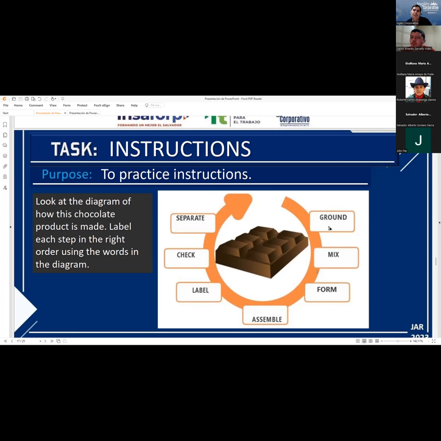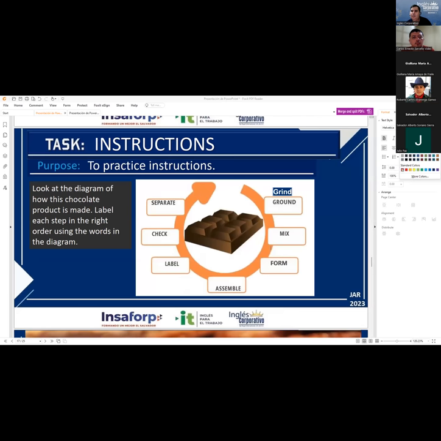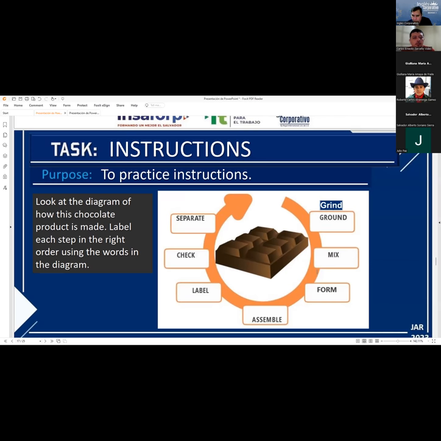Over here, they put ground, but that's wrong. The correct form is grind. Teacher, why grind? Because grind is moler. Ground is molido. But over here, all of the verbs are in simple form. Todos los verbos están en forma simple, right? So, grind, not ground. Grind, mix, form, assemble, label, check, separate.